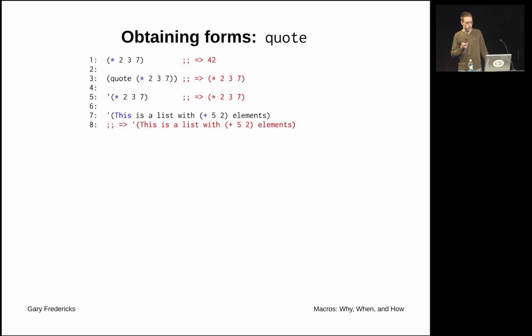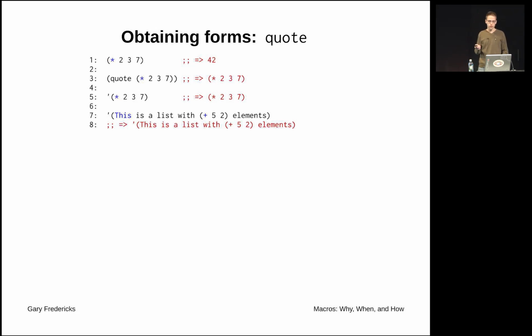So I'm going to start using the word form to refer to this code data. When you have code that you're manipulating as data, I'm going to call that a form. So how do we get these forms? Because normally, like on line 1, if we enter some code at the REPL, it's going to be evaluated immediately and we'll get a result. We don't have the code to mess with at any point.